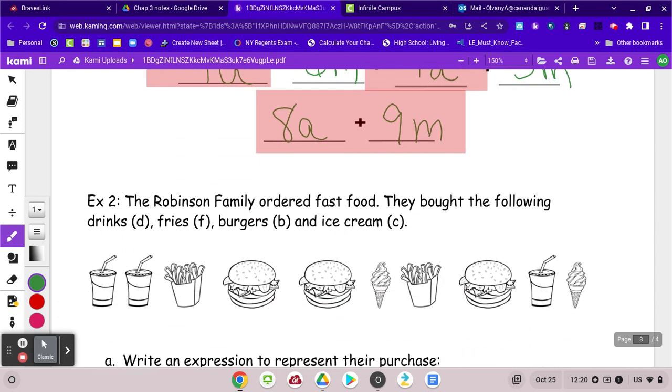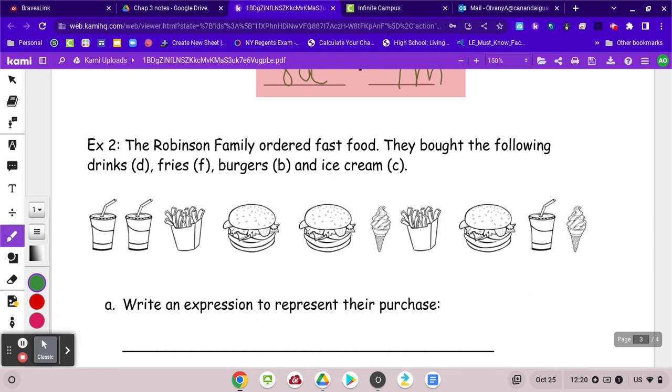Let's take a look at something different. Ordering some food. Everybody orders what they need. And we're going to call the drinks D and the fries F.